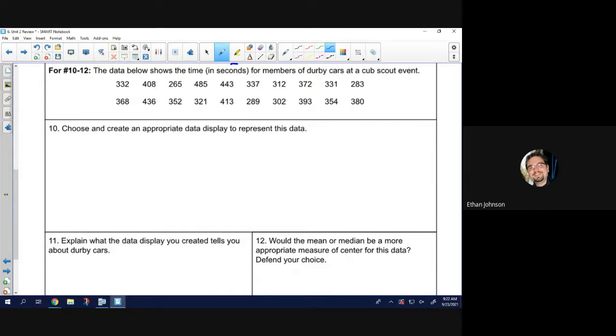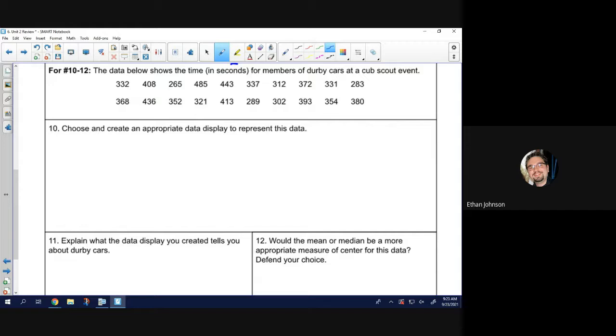Now, 10 does say choose and create an appropriate display to represent this data. So, our data is numbers, it is quantitative. So, you have options. We could not make a bar graph, we could not make a pie chart. Those are qualitative. Meaning, we could make a box plot, we could make a dot plot, we could make even a histogram if we wanted to. This is going to be up to you.